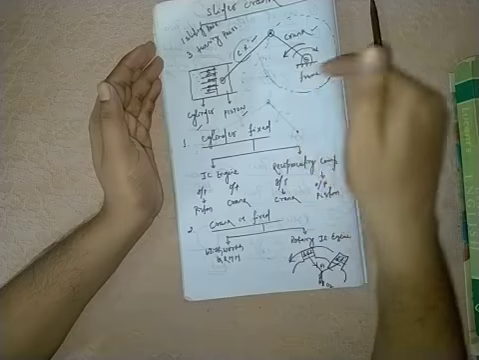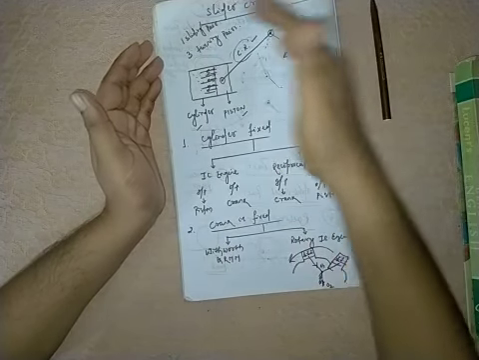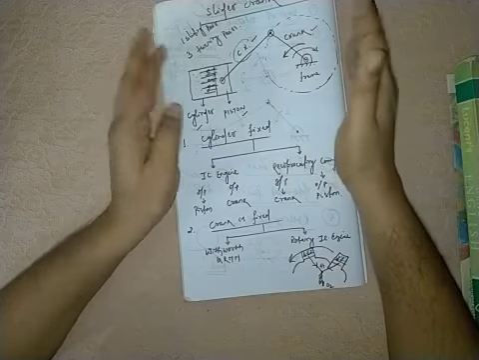Clear? So these are the different machines, these are the different inversions of slider crank mechanisms.